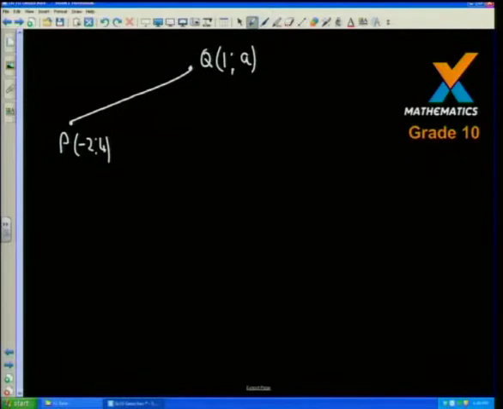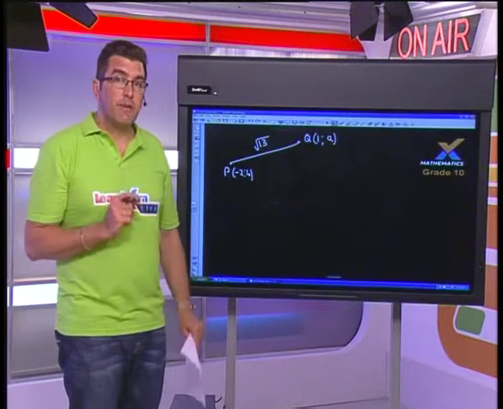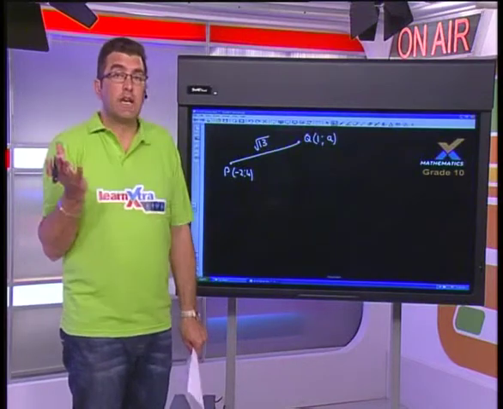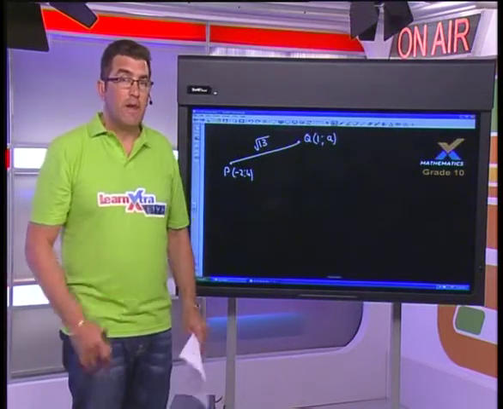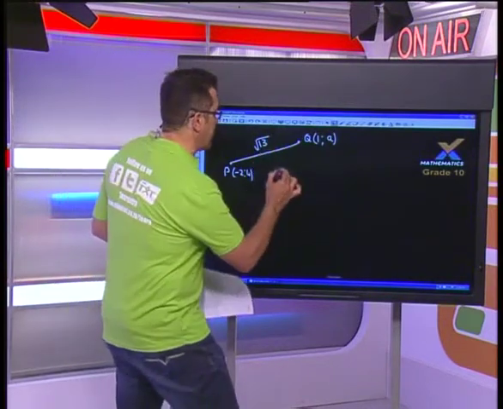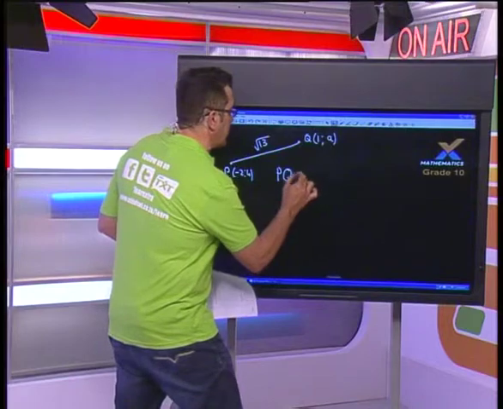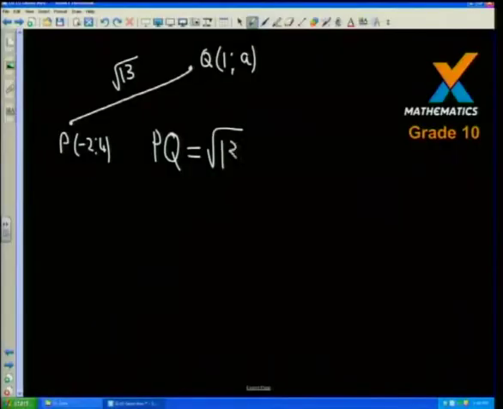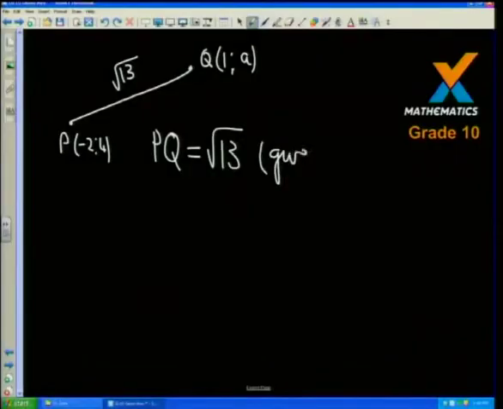Now they tell me something about that line. They say it has a distance or a length of root 13. Now they want me to find the value of A. Only thing you need to remember is I'm working with the distance of a line, so I need my distance formula. And what comes after that is quite interesting. So let us apply my distance formula. PQ is root 13. That they gave me. That's given from the word go.